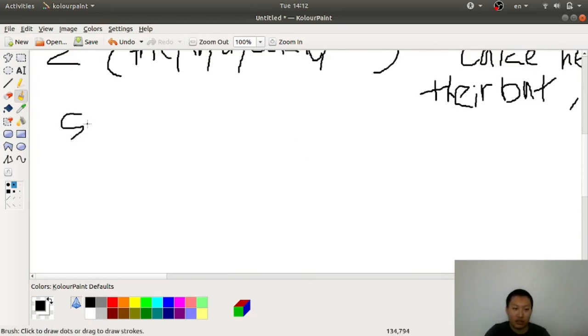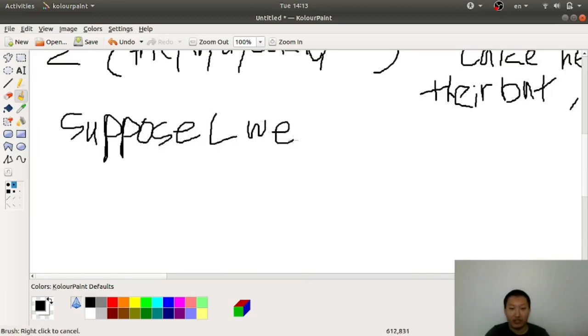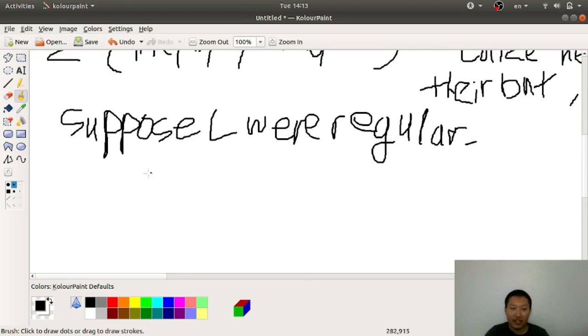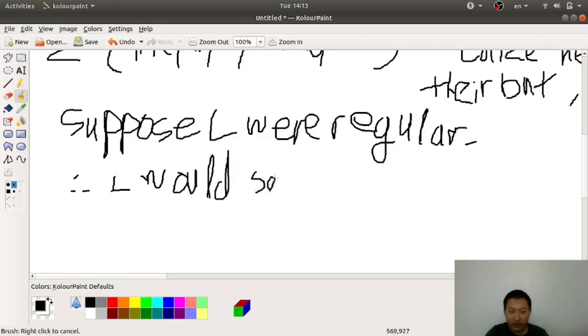So suppose I'm going to call the language L. Suppose L were regular. Right? So suppose it were regular. Then it would satisfy the pumping lemma. So L would satisfy the pumping lemma.